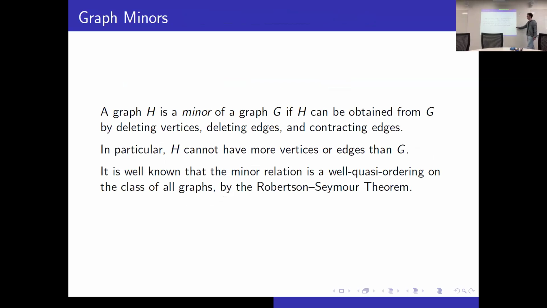Before continuing, I will introduce another important notion of graphs, which is the graph minor. If we have a graph G and we delete some vertices or edges, or contract some edges, we can obtain a minor of G. Let's say the smaller one is H. Here, contracting an edge means you take an edge and identify its two end vertices. So it's contracting edges.